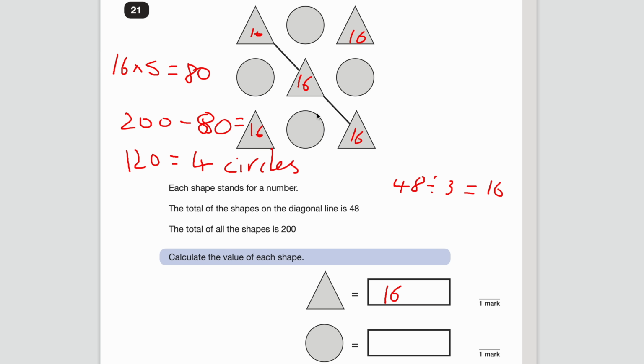So what's one circle worth? Well, we need to divide 120 by 4. So like I've mentioned before, if you don't want to do any working out, half it again. So 120 divided by 2, halved is 60. Half that again is 30. So each circle is 30. If you want to double check that, you can go back and add them all up. I'm pretty confident, but if we go back and do it anyway, 30, 60, 90, 120, plus 1, 2, 3, 4, 5 16s, which is 80, 120 plus 80 is 200. That's what they said it's worth. So those answers are correct.